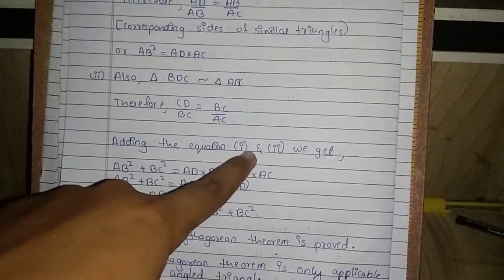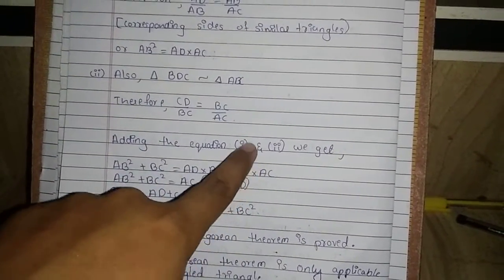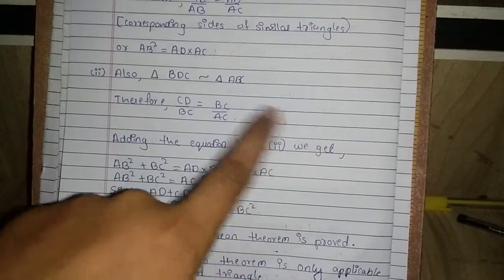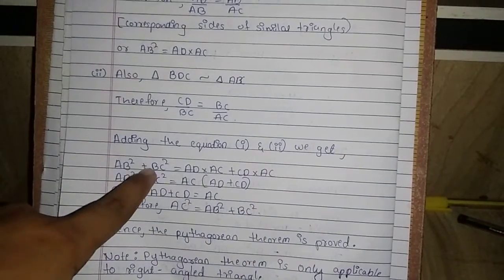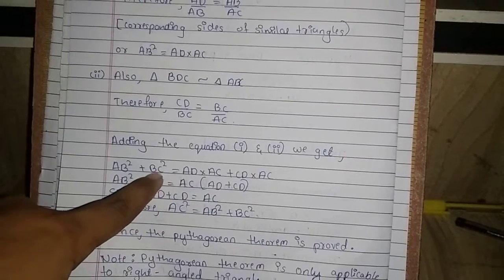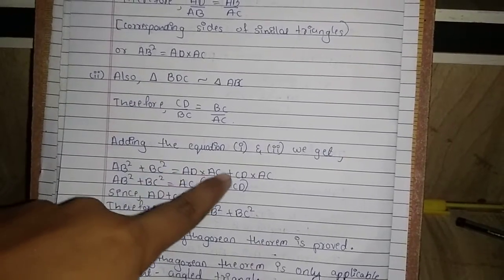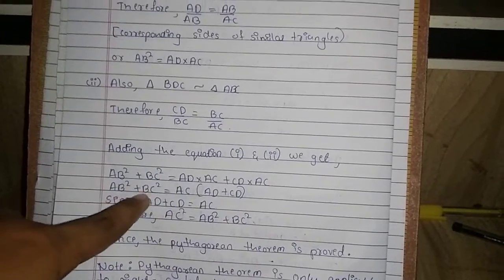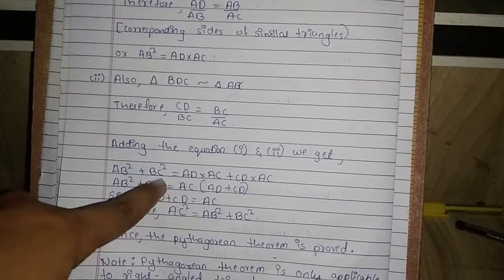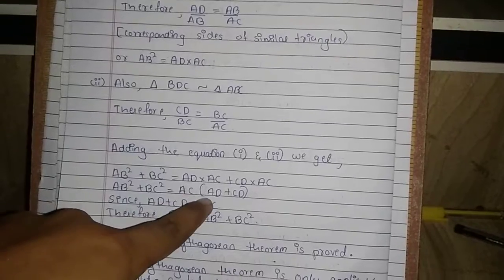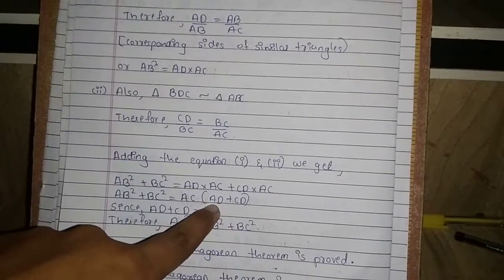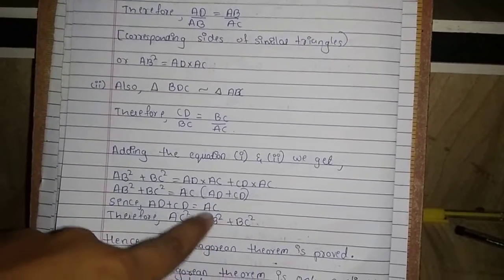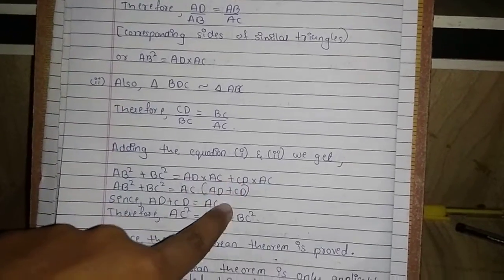So adding the first and second equation, we will get AB square plus BC square is equal to AD into AC plus CD into AC. So AB square plus BC square is equal to AC, and you have to write AD and CD, because AD and CD we have to write here.